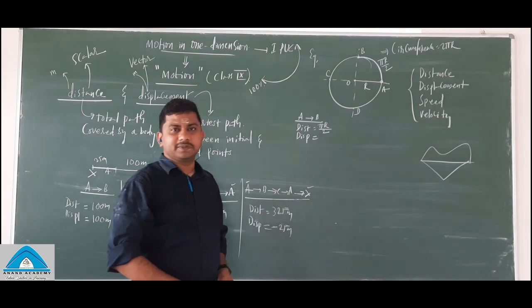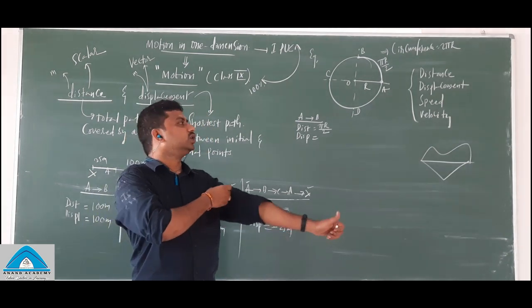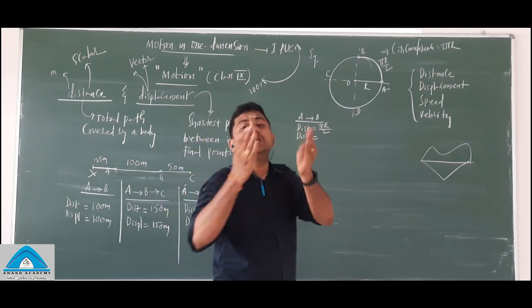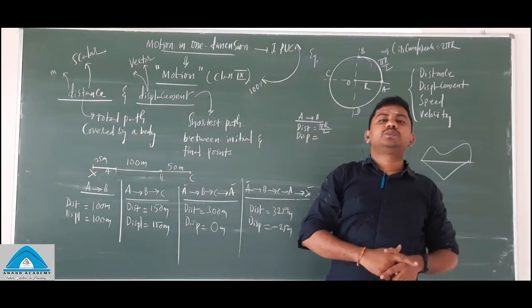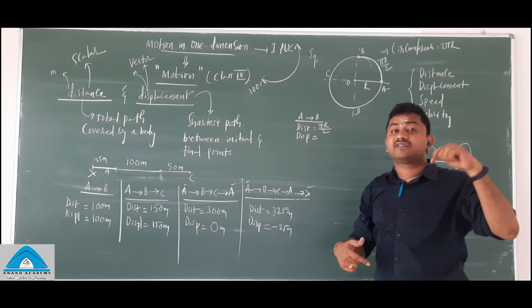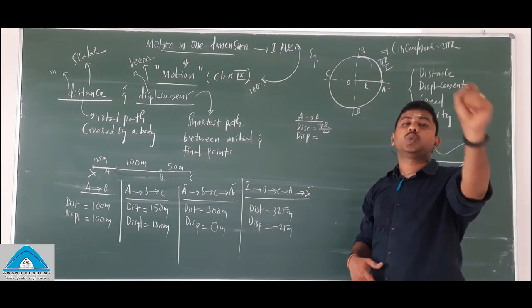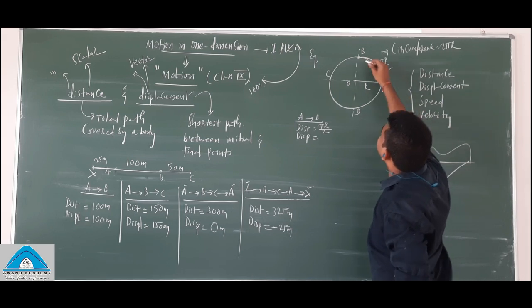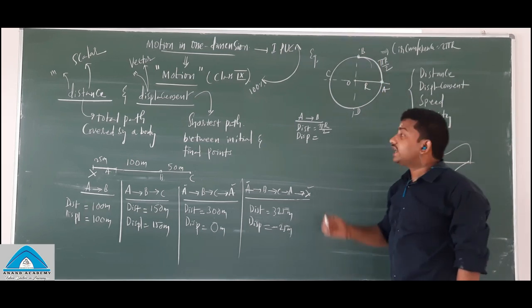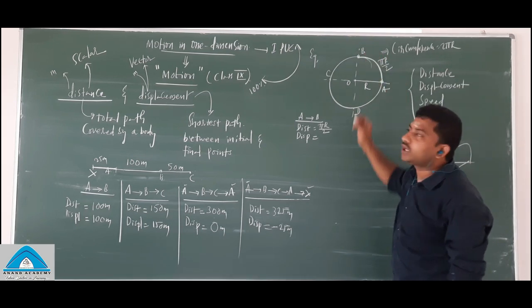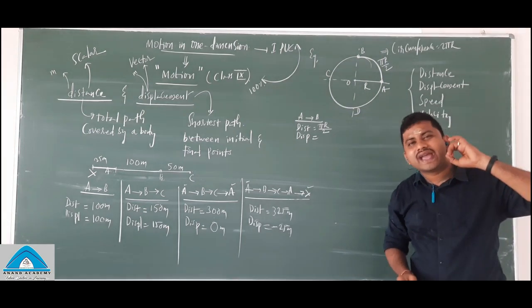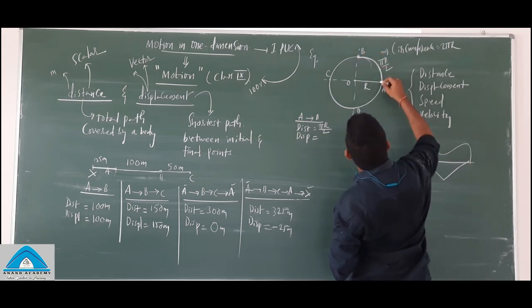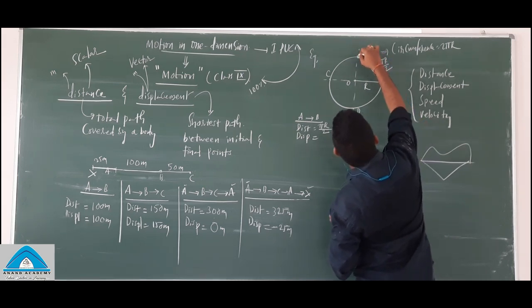And what is the displacement? Again I am telling you, for displacement the first thing you should recollect is what the initial point is and what the final point is, right? So the initial point is A and the final point is B here. Let us draw a straight line between the initial point and the final point.